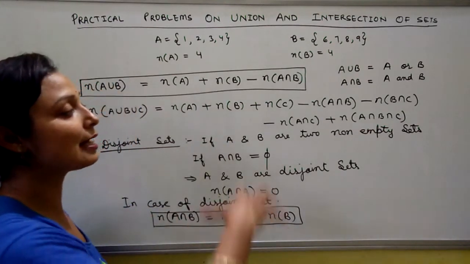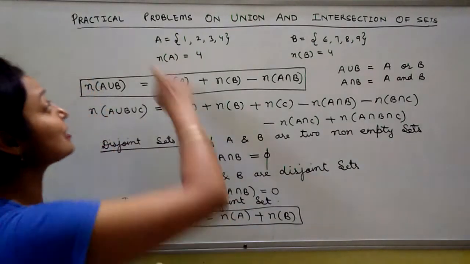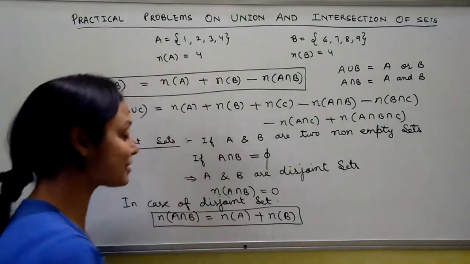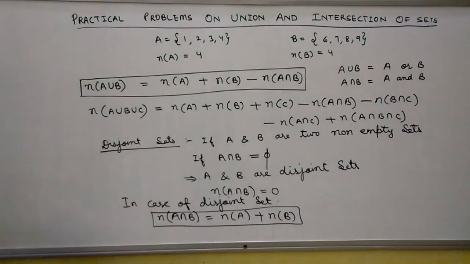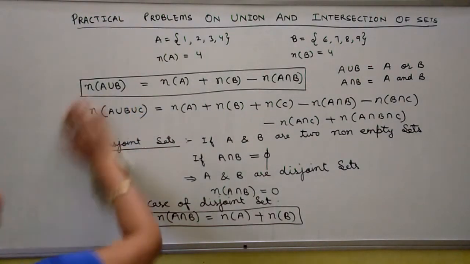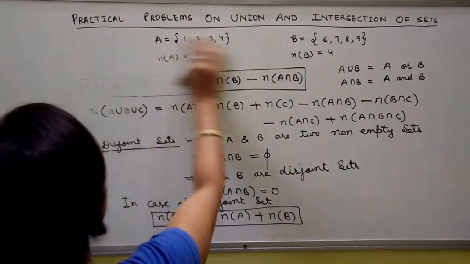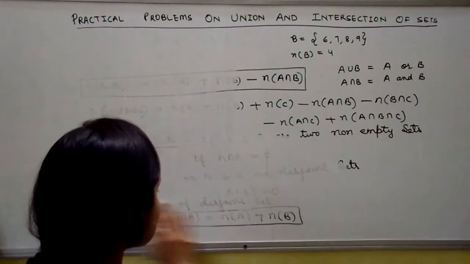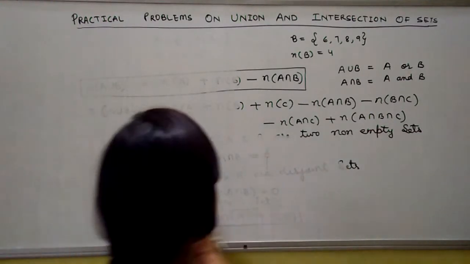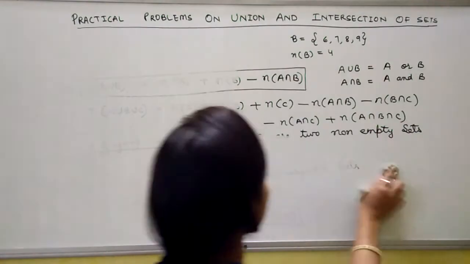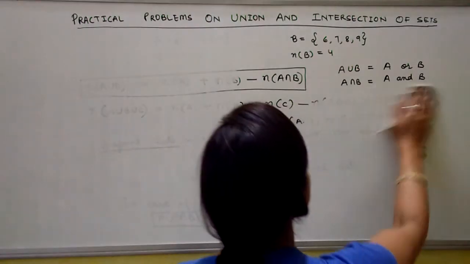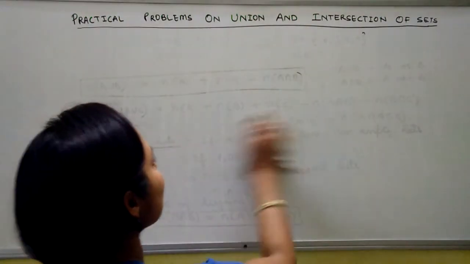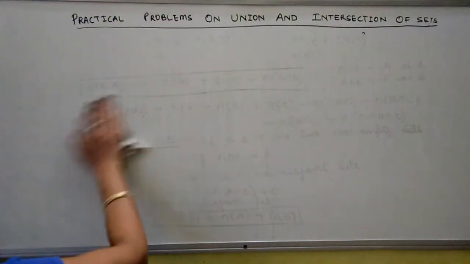Okay, come to the example based on these formulas, that is totally based on practical problems on union and intersection of two sets. Now come to the question. Before doing the question, there are so many questions in your NCERT which are based on this formula, where a few questions are also present in miscellaneous exercises. So you have to do those questions with the help of the same formula. Okay. Now we have one question.